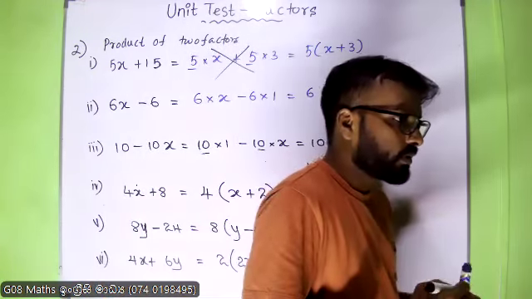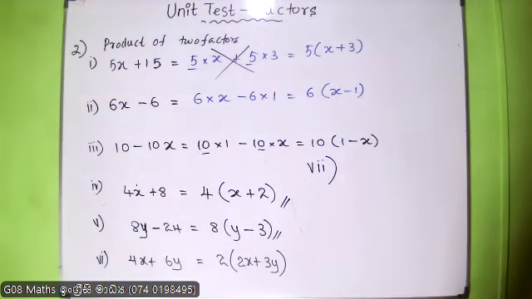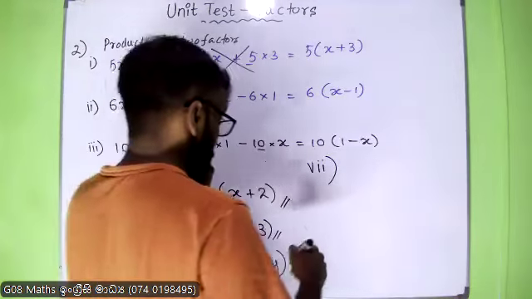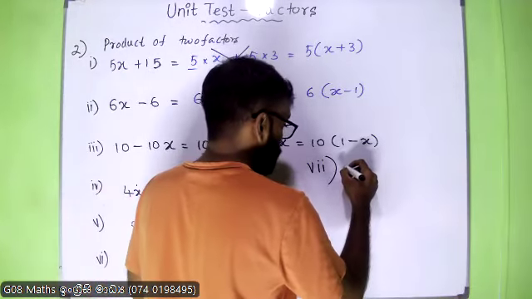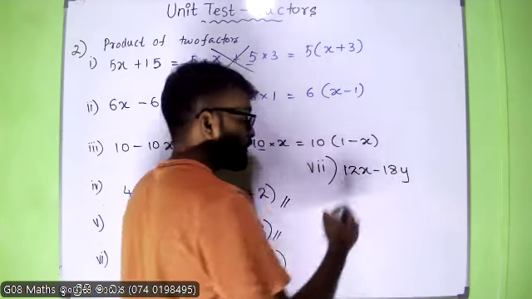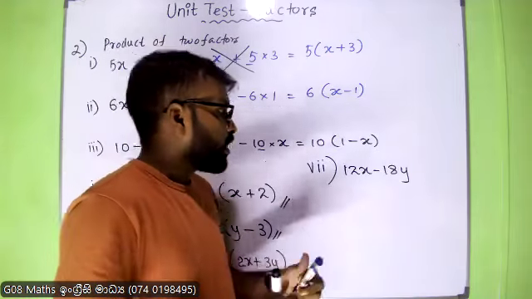Seventh one. Yes, your answer is correct. Right. So 12x minus 18y. 12x minus 18y.